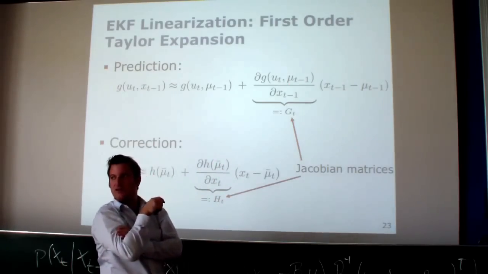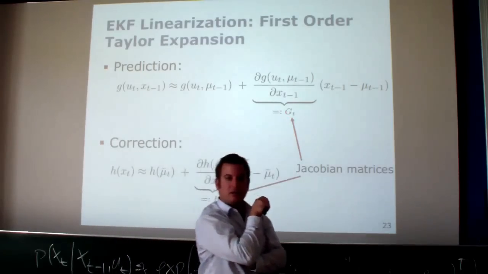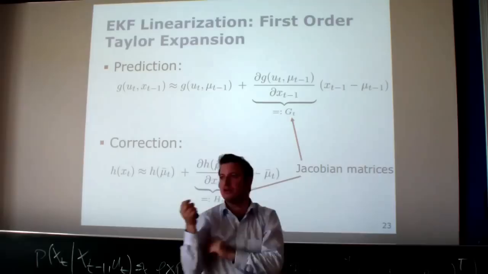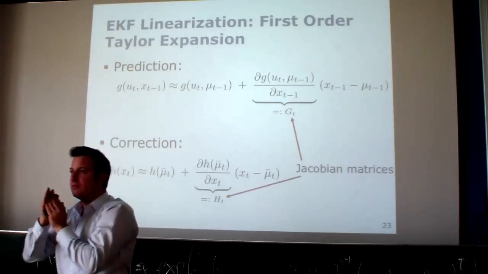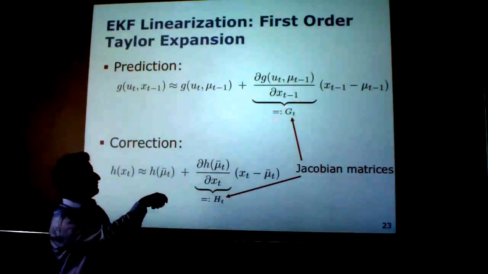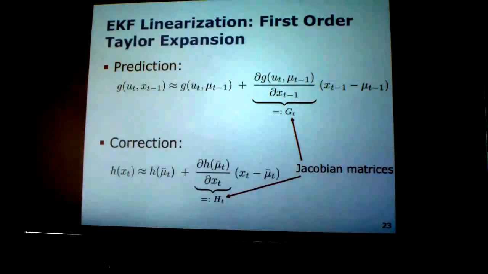So this is kind of the linearization. G_t depends on the current state the system is in. So depending on where you are in your nonlinear function, you will get a different linearization. This term here, G_t, is the Jacobian matrix, or Jacobian, of this function G. So it's kind of the first derivative if you are in a high-dimensional space.